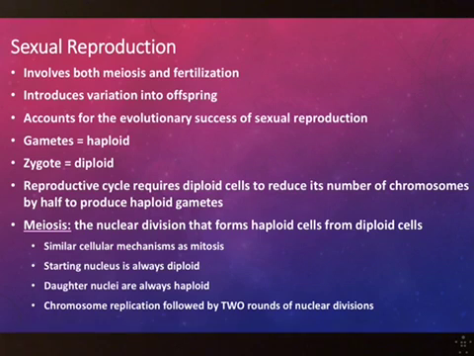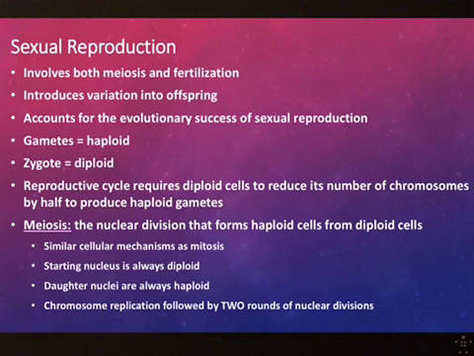Your gametes are haploid cells. Quick, remind me what haploid means. 1N, but what does that mean? Half of what? Has half the number of chromosomes. Good. A zygote then is diploid, which means it has 2N, or twice the number of chromosomes.